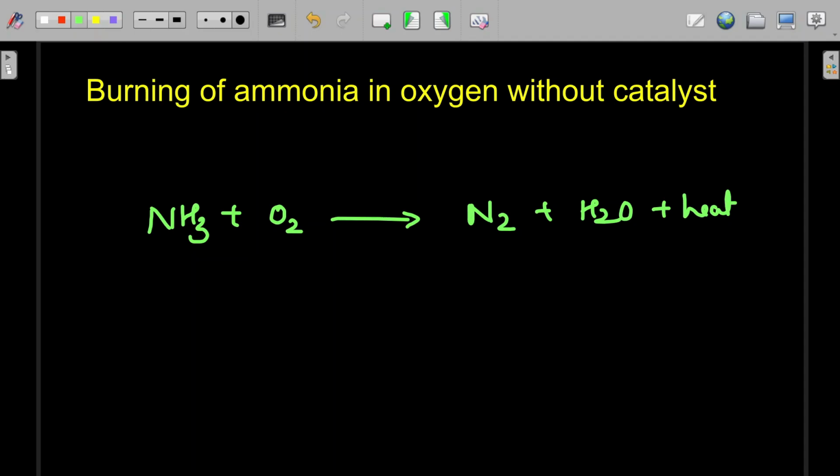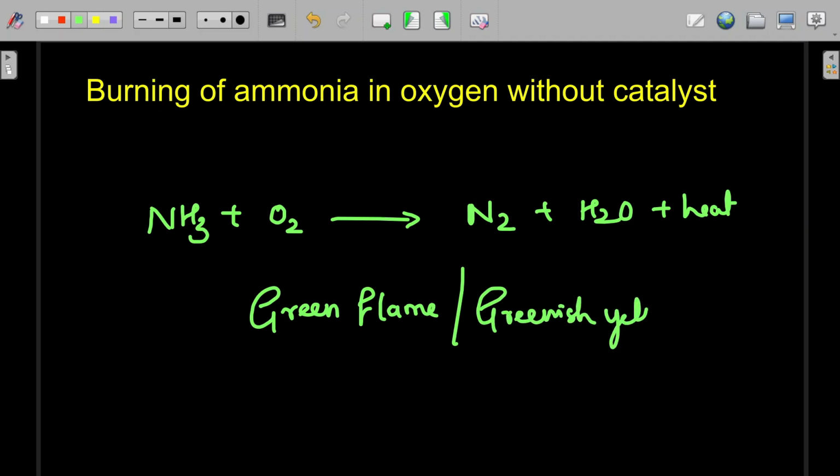Here, no catalyst. What is the observation if they ask you here? The color of the flame we have to write. Whatever answer they expect, accept in your school, green flame or greenish yellow flame, based on what your teacher told you. So you can write either green flame as an observation or greenish yellow flame as an observation. This is without catalyst.